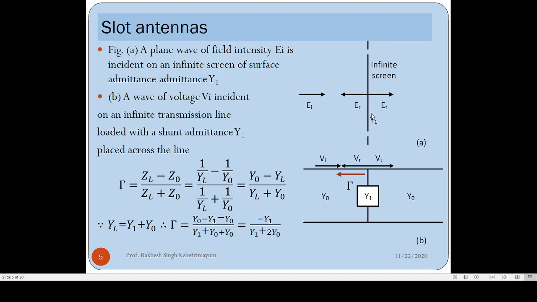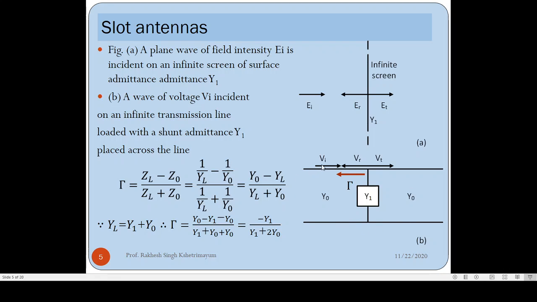Here at this point we have an infinite screen, and the admittance of this infinite screen is denoted by Y1. So when this incident electric field hits this infinite screen, some of the field will be reflected back. We'll denote that by ER, and some of the field will be transmitted. We'll denote that by ET. This is the original problem we're considering, but we can take an analogy case for the transmission line.